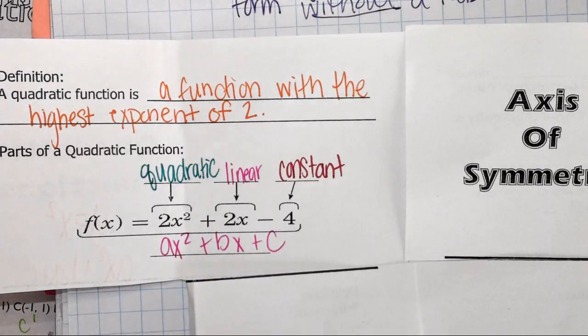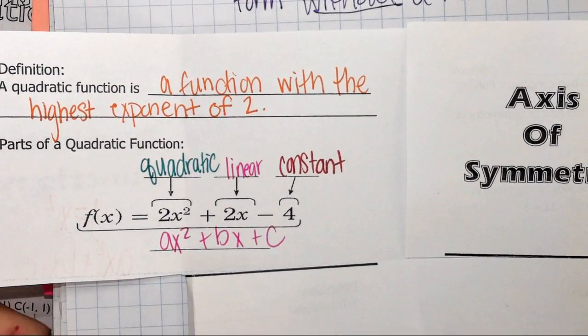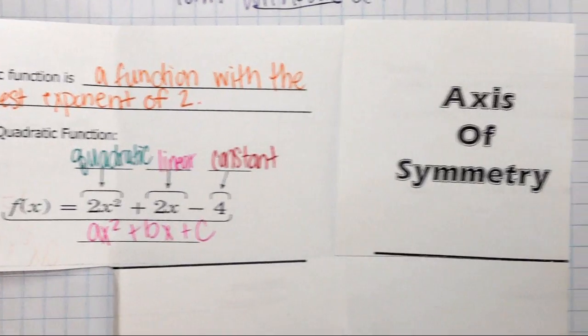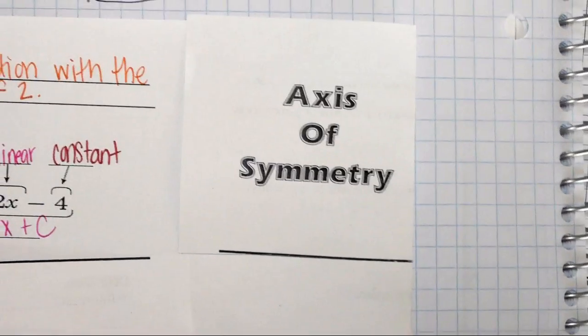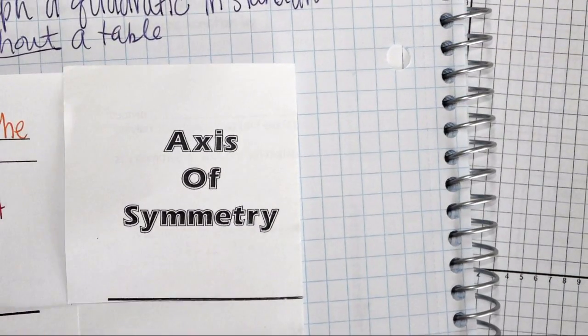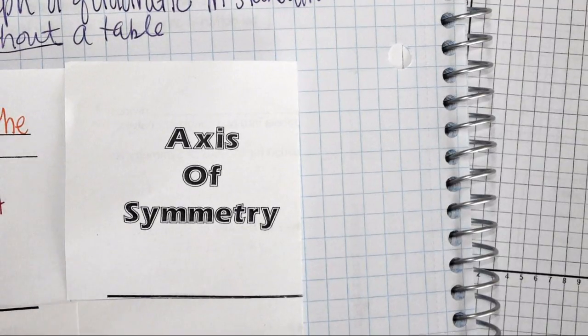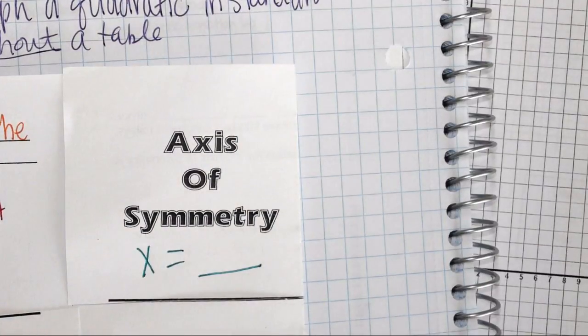All right. Now, axis of symmetry. What is the axis of symmetry? Where it's going to cut in half. Yes, take a point. So, does it pass through the x-axis or the y-axis? The x-axis. Good. Take another point. And it's x equals, and we're going to figure out what our formula is in a minute.